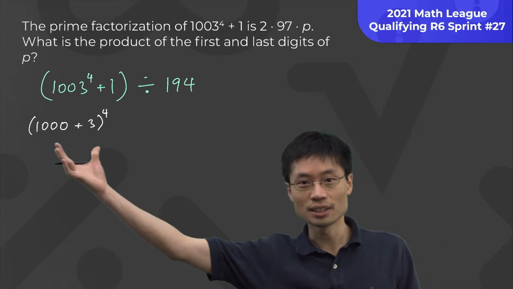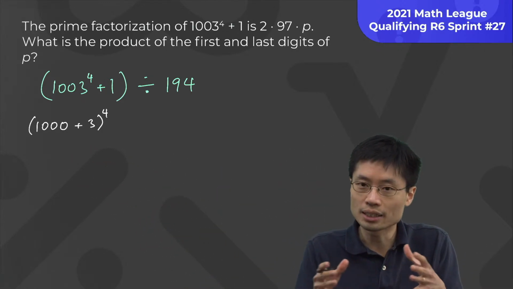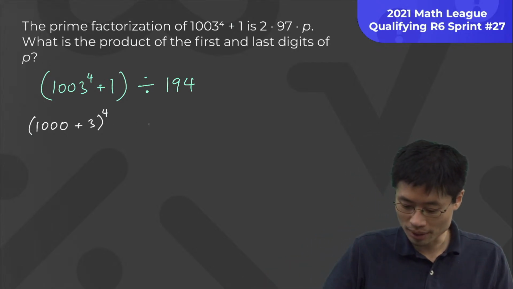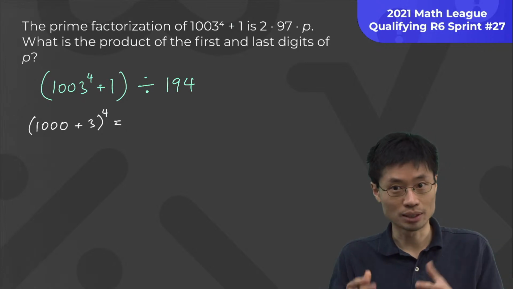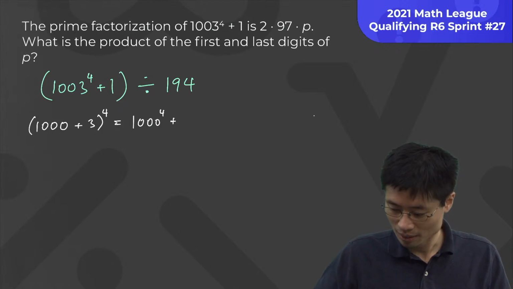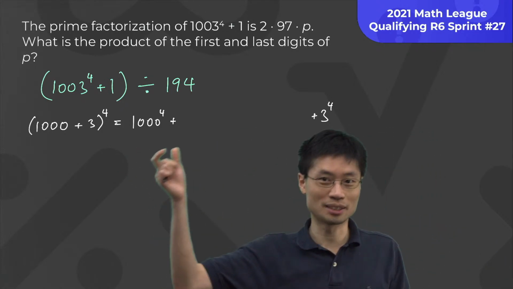But if I have 1000 plus 3 to the power 4, there's a way to raise this to the 4th power using something called the Binomial Theorem. The Binomial Theorem says that if I want to do this, it's going to be 1000 to the power 4 plus 3 to the power 4. But I left a lot of space in between because it's not just going to be this plus this.